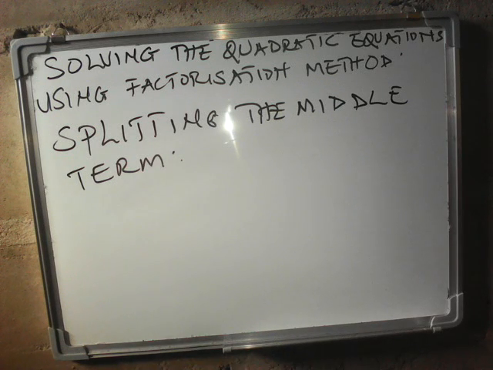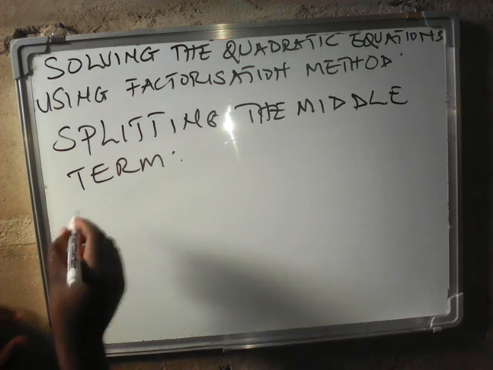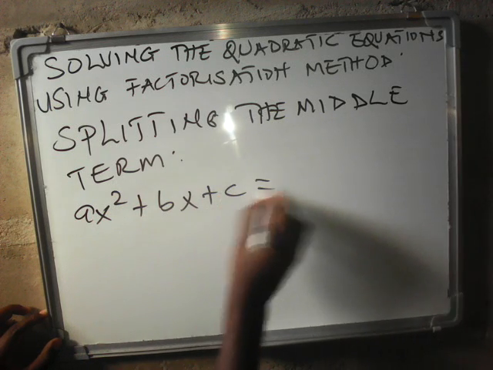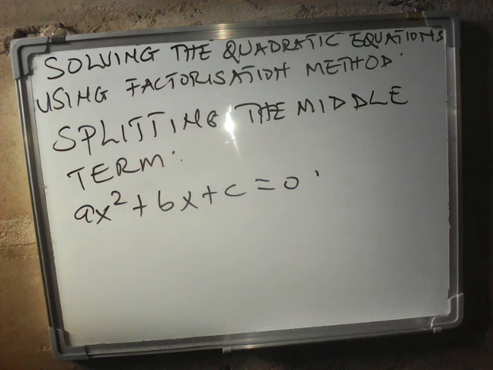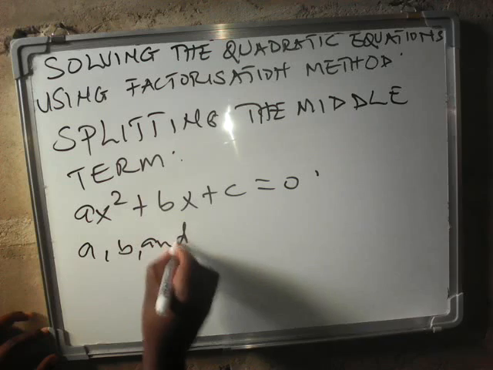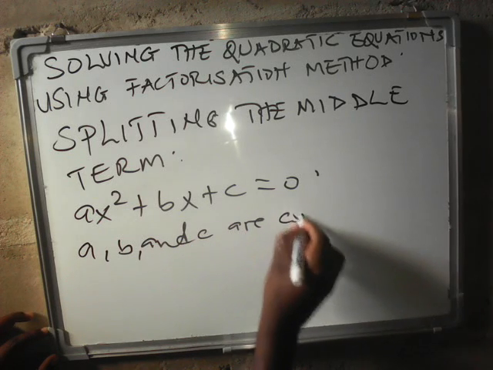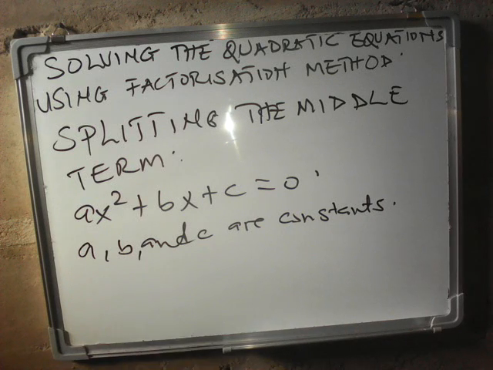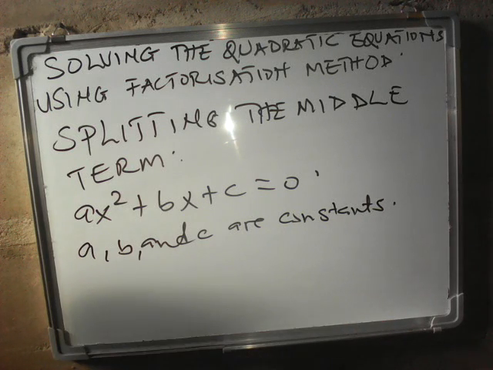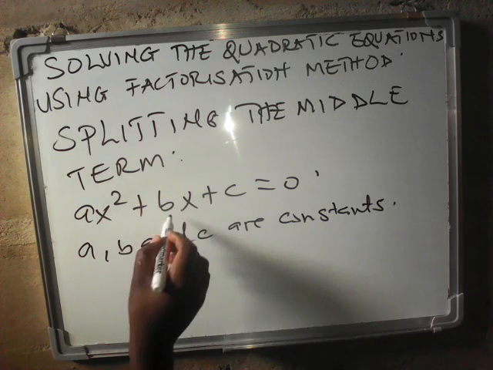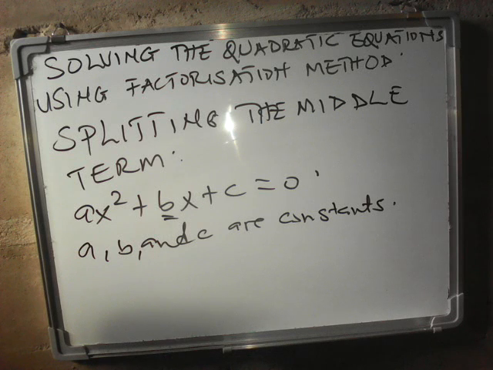So now we all know that the quadratic equation is of the form ax squared plus bx plus c is equal to 0, where we know that a, b, and c are constants. So now we need to solve this equation using the factorization method or splitting this middle term.